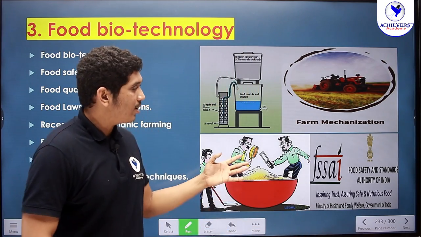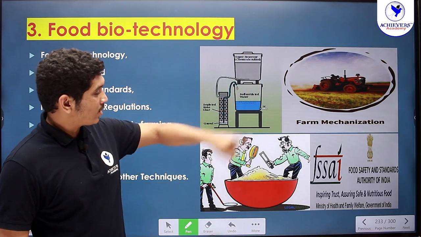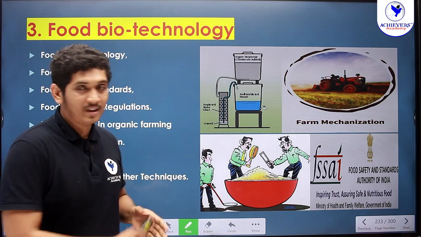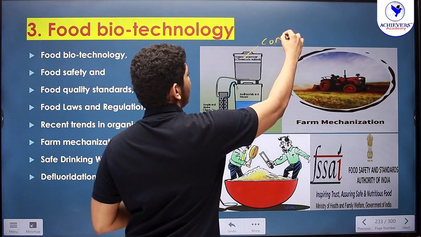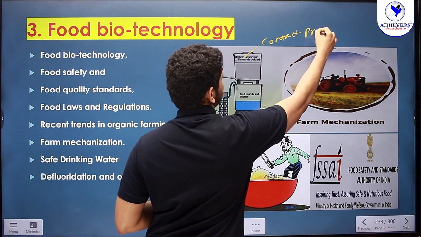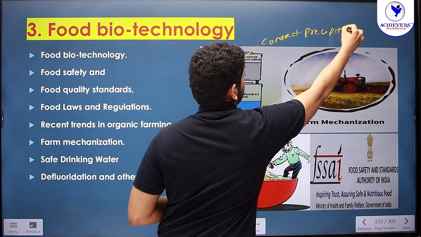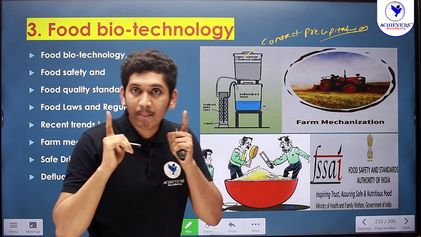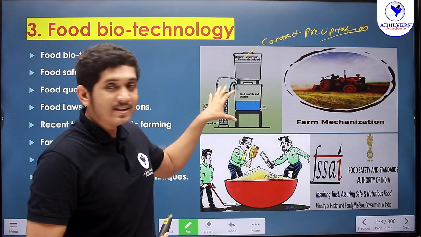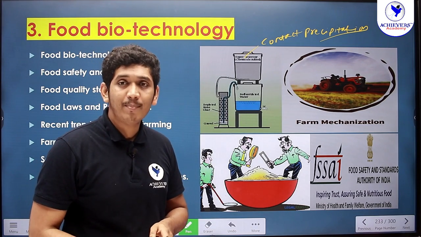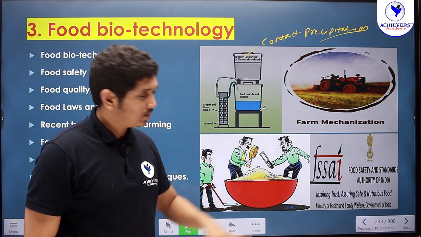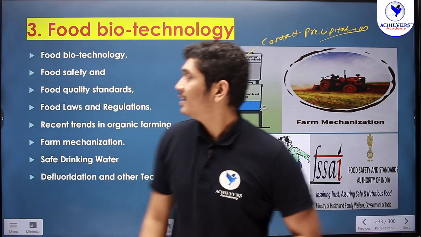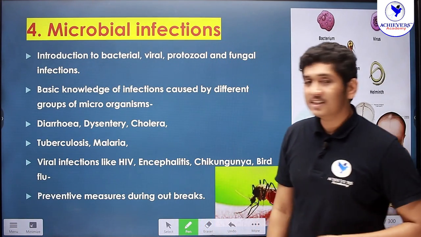Hopefully you can understand all this from the figure. This is the bone charcoal method, my friend. Contact precipitation. Each class will have an adequate number of pictures which you can easily replicate in your examination paper to gain better marks. Okay, so the next chapter is microbial infections.